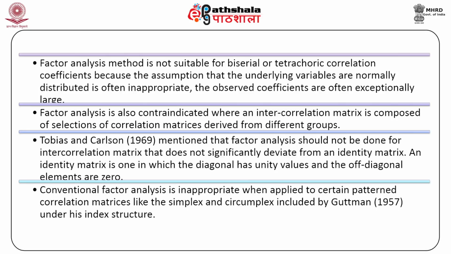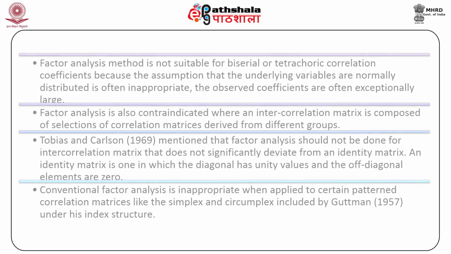Tobias and Carlson mentioned that factor analysis should not be done for an intercorrelation matrix that does not significantly deviate from an identity matrix. An identity matrix is one in which the diagonal has unity values and the off-diagonal elements are zero. Conventional factor analysis is inappropriate when applied to certain patterned correlation matrices like the simplex and circumplex, included by Guttman under his index structure.